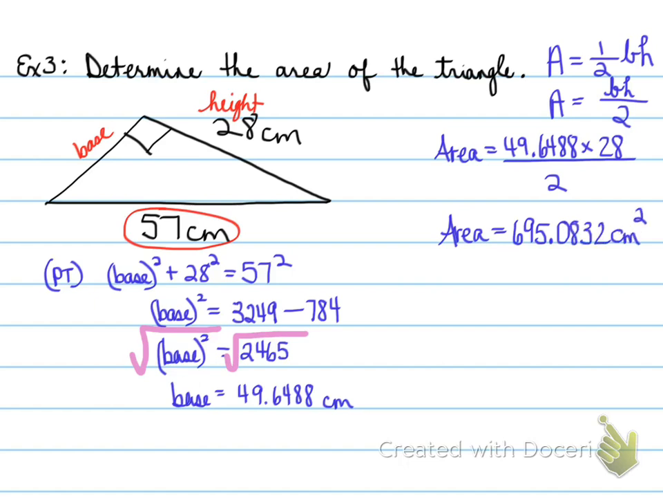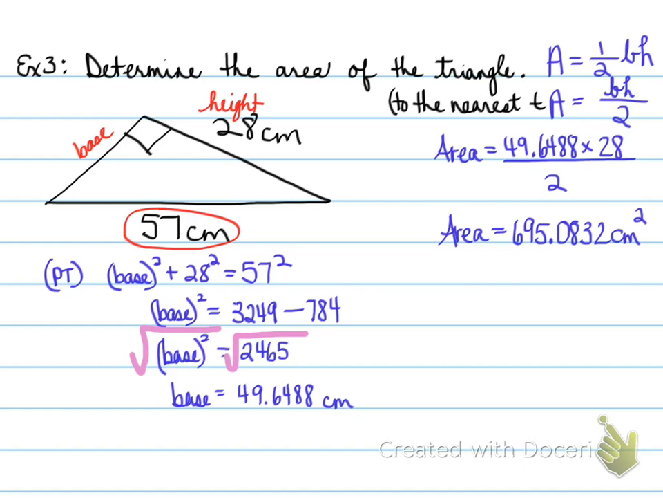695.0832 centimeters squared. Now, if you're wondering about the centimeters squared, remember this was centimeters times this being centimeters. Centimeter times centimeter always gives you centimeters squared. So that is the area of the triangle given right there. And funny enough, we weren't given that information right at the beginning.